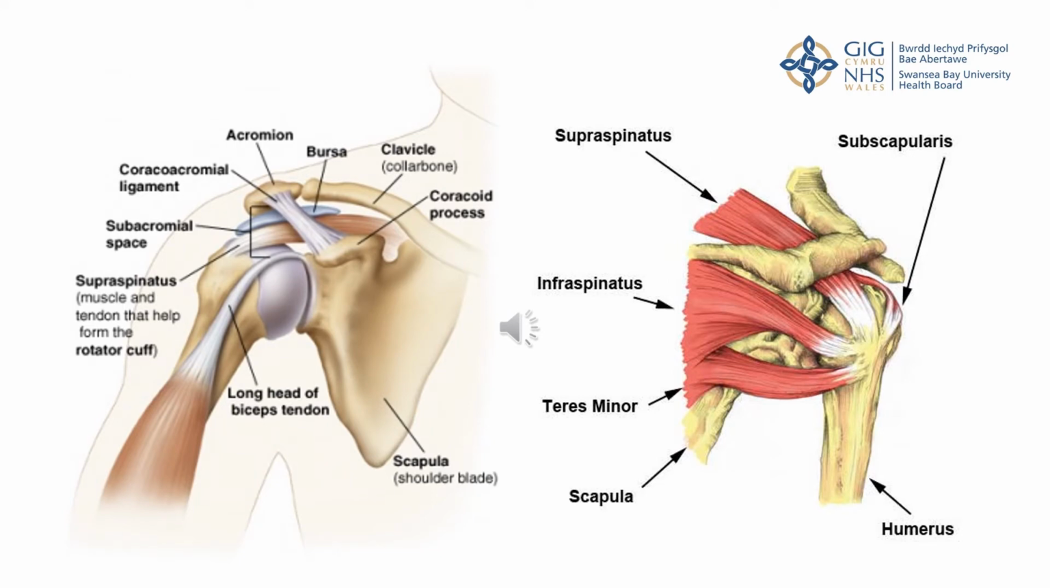The diagram on the left is the same view as the previous image with slightly more detail in place. Here we can see the structures that are located within the subacromial space. You can identify the subacromial bursa and supraspinatus tendon. Irritation of either of these can cause subacromial pain.